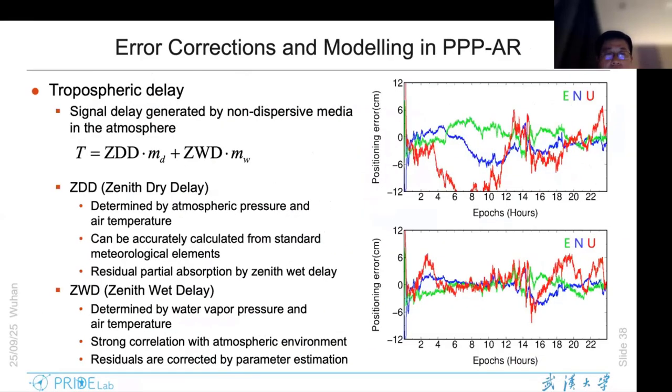Okay, so this is the troposphere delay. So we have two parts: the wet part and the dry part. And the right panel shows the comparison with and without the mitigation of the troposphere delay. So the red color shows the vertical positioning precision. You can see in the top right panel, we don't have any troposphere correction, and the vertical component has a large fluctuation over the 24 hours, which can be up to 12 centimeters. But after we have the correction of the troposphere delays, which is shown in the bottom right panel, we can see the vertical component, the red color, has been stabilized at a reasonable level, and the fluctuation is not so systematic.